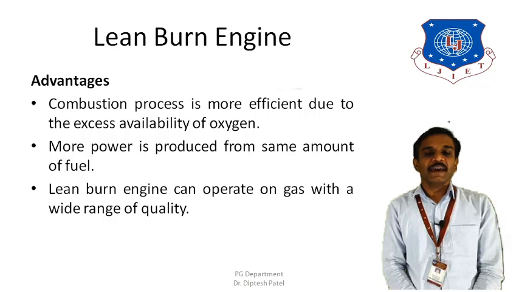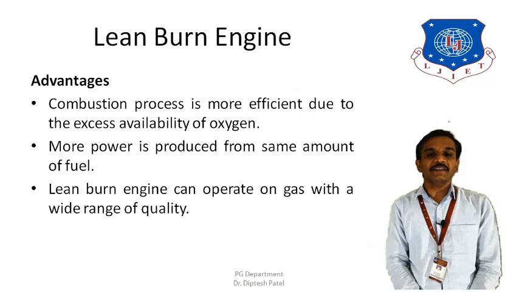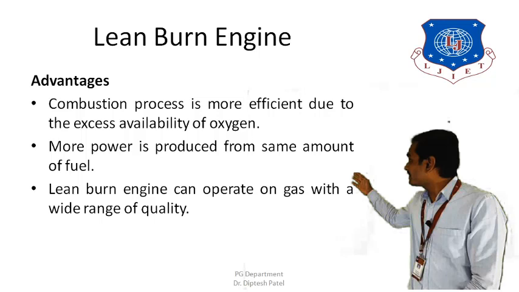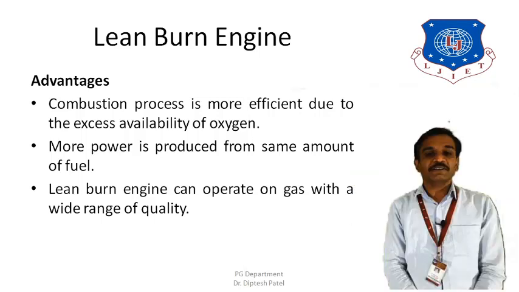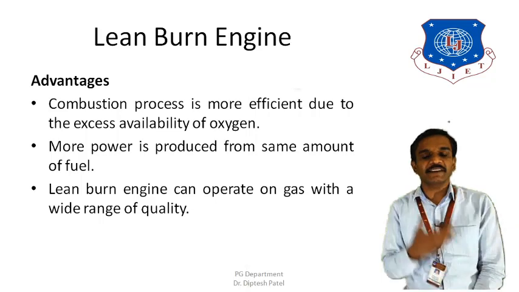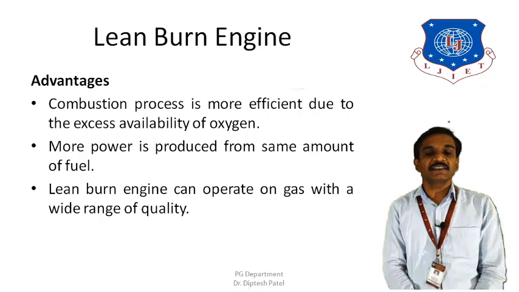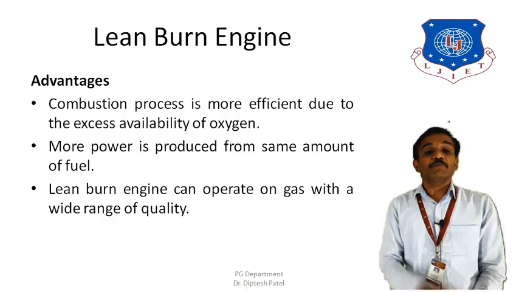Now the combustion process is more efficient because we know that in a lean mixture there is a greater amount of air available for the combustion. That means there would be excess availability of oxygen, and therefore the combustion would be close to complete. Then it produces more power from the same amount of fuel, so it saves fuel consumption, it reduces the fuel consumption.